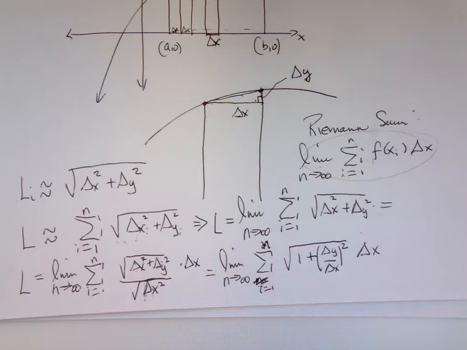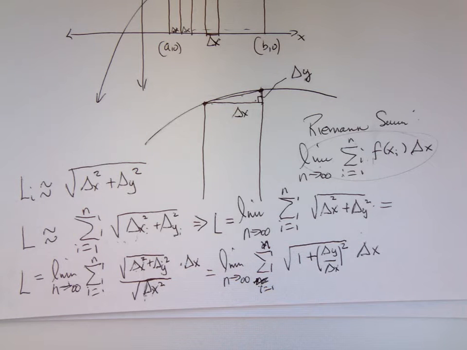Yeah, because the delta x is that interval from a to b. If I divide it up into n parts, each delta x is going to be b minus a over n. And if I let n go to infinity, the b minus a over n is going to go to 0. The delta x is going to get smaller and smaller and go to 0.